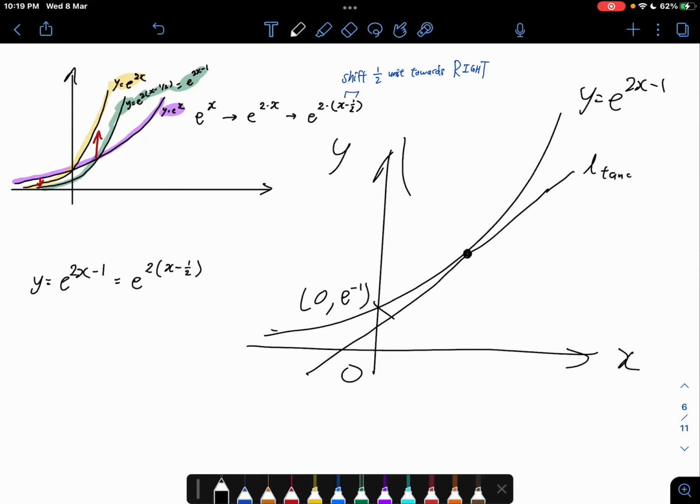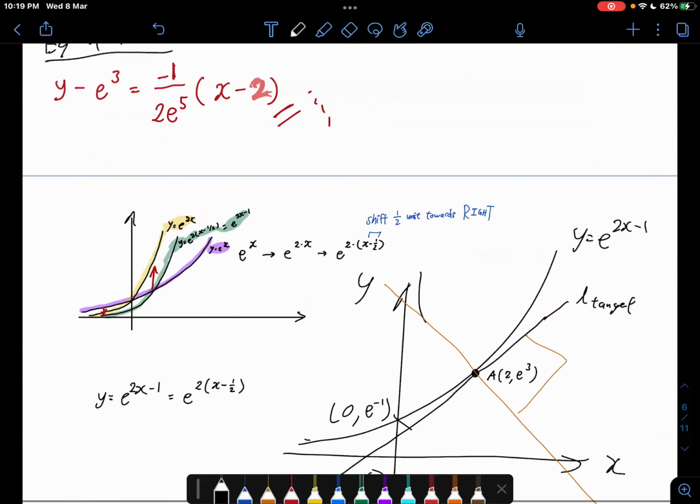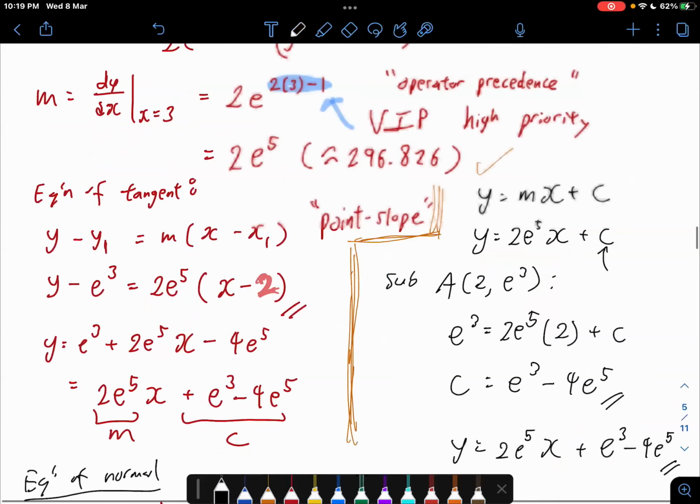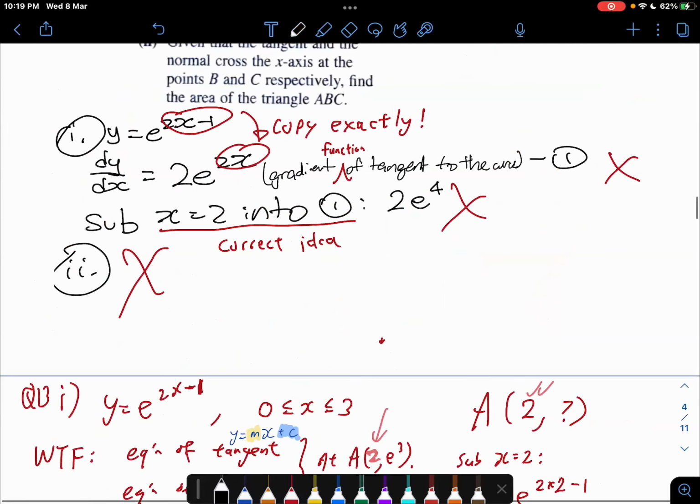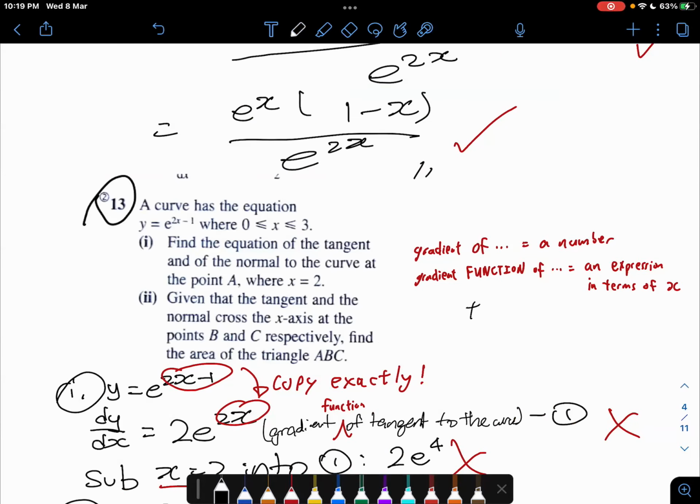There'll be a tangent line, so maybe it looks like this. L tangent. Then there's a normal line, which probably looks something like this, at 90 degrees. L normal. There is my point A, which is 2 comma e power 3. What did they want again? Let's read the question. The tangent and the normal cross the x-axis at points B and C respectively. So the tangent crosses the x-axis at B, and the normal at point C.